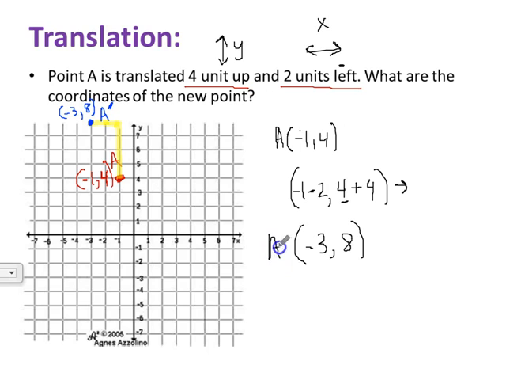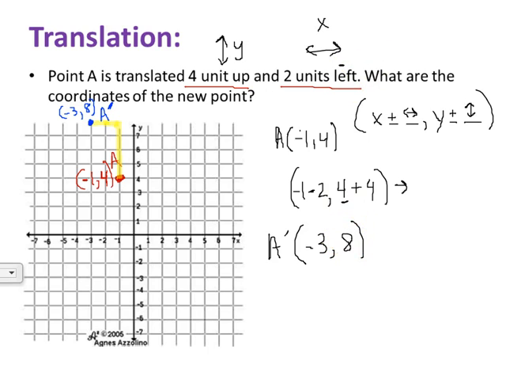So this would be the coordinates of our new point, which you can see matches what we have on our coordinate plane. So 2 ways that you can do it. One way is just to say x plus or minus whatever the horizontal movement is going, or y plus or minus whatever vertical movement you're given. And that will give you the new coordinates.